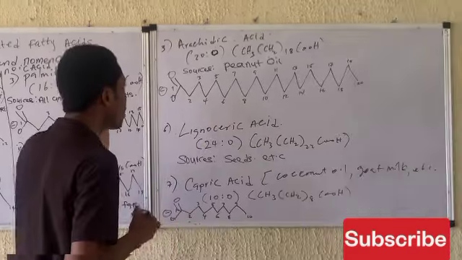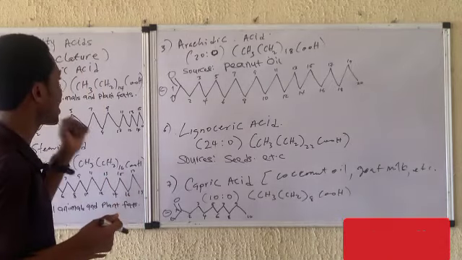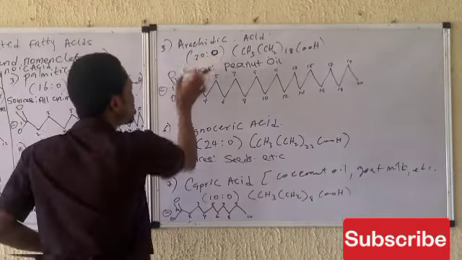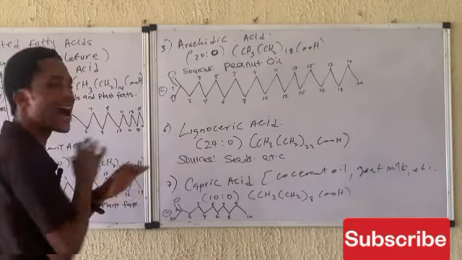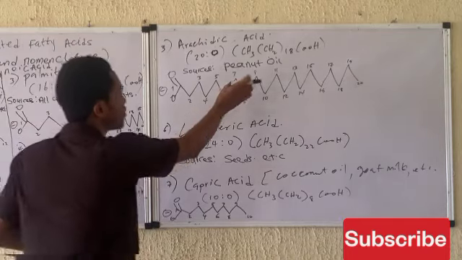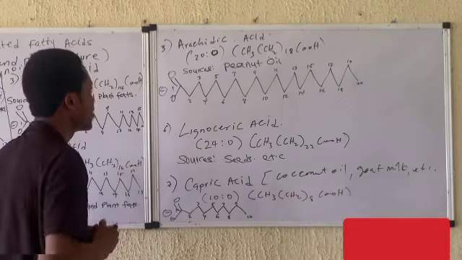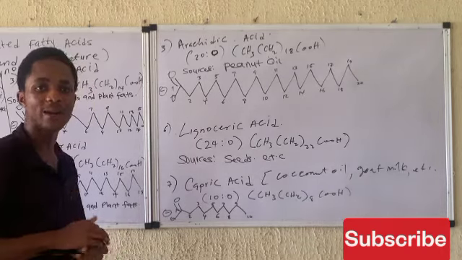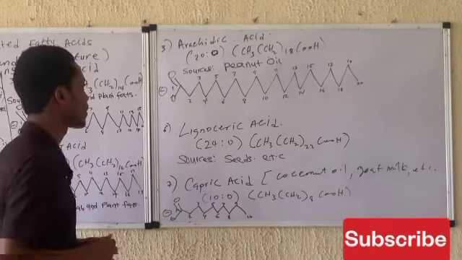Now, for arachidic acid. Arachidic acid contains 20 carbon atoms without any double bond at all. This is the condensed form: CH3, (CH2)18, COOH. Source, the peanut oil. Note that one. The source of arachidic acid is from peanut oil.